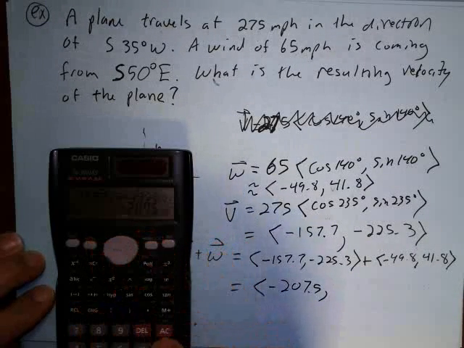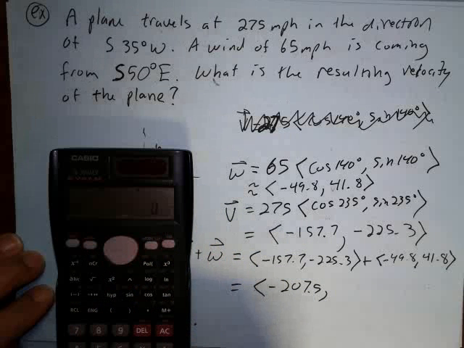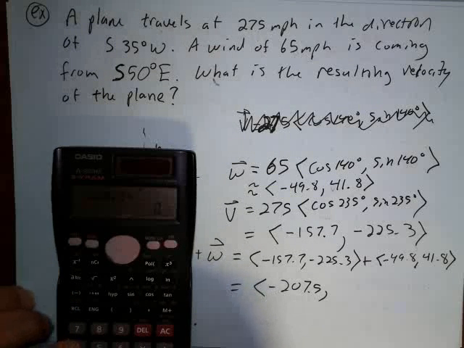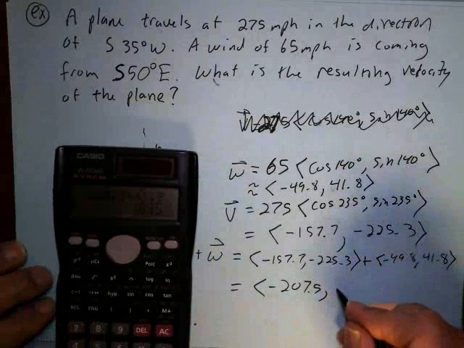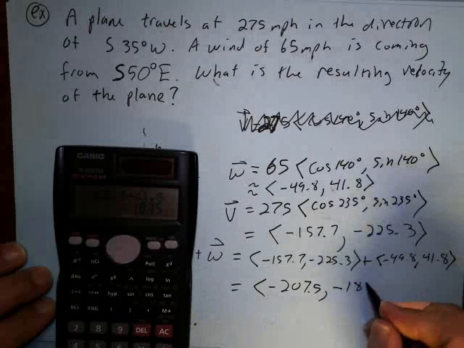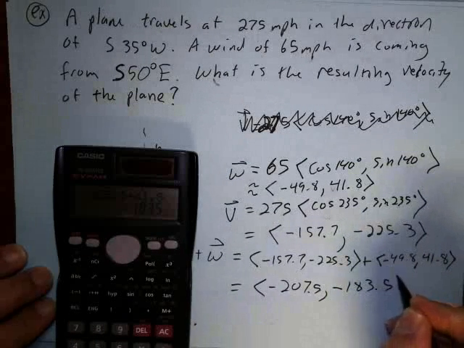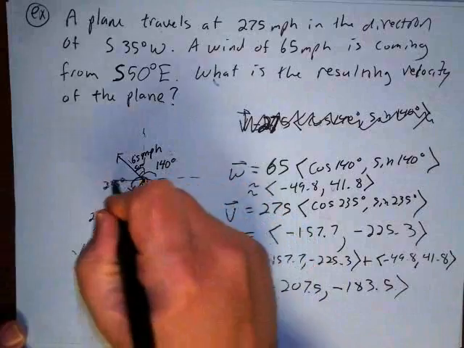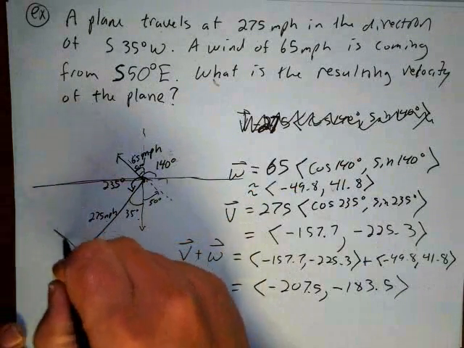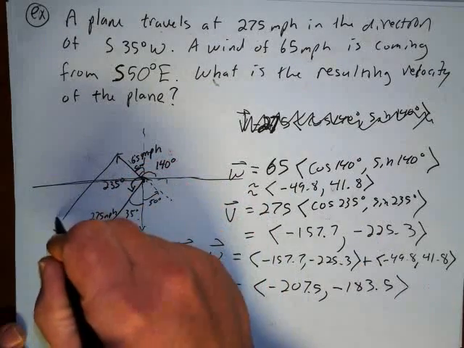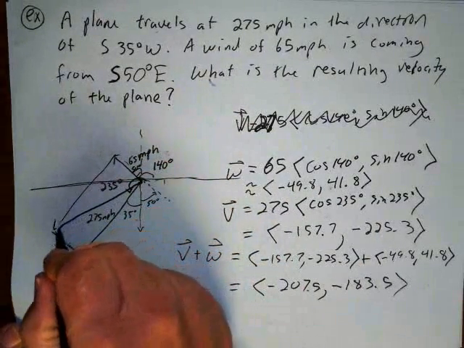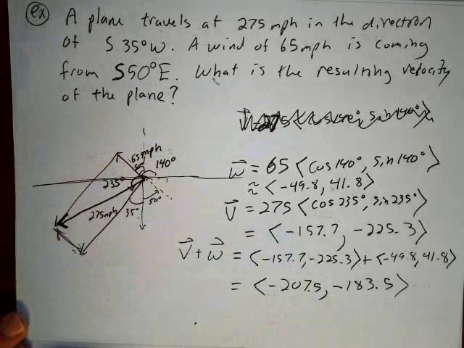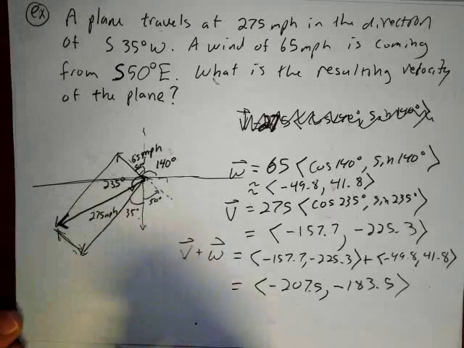and then I have negative 225.3 plus 41.8, and here is negative 183.5. Okay, so basically what I'm doing here is, if I draw this here, I'm using the parallelogram rule, right? And so I'm really getting this vector right here is what I got. Okay, and so now let's find the magnitude and the direction.